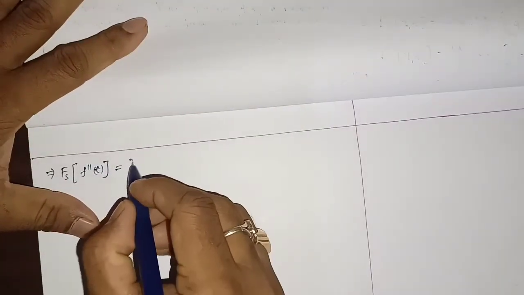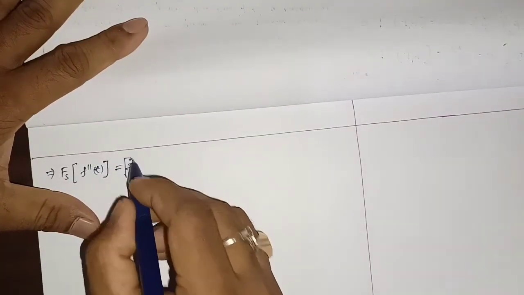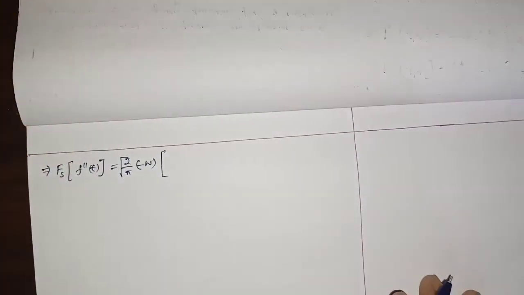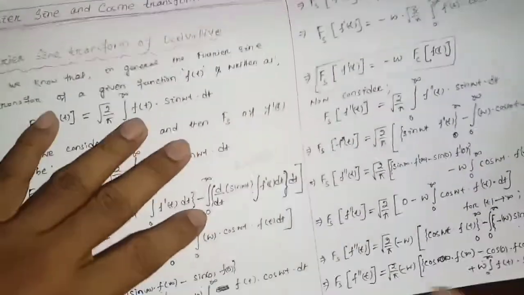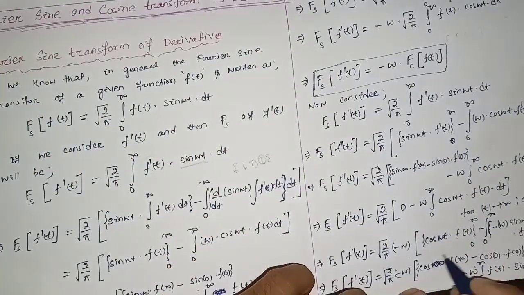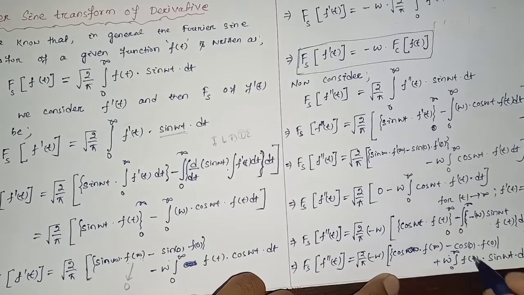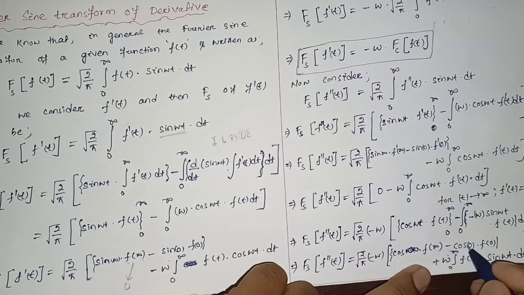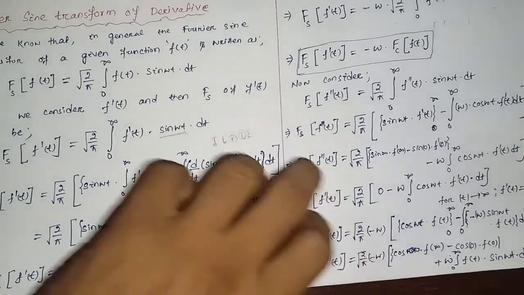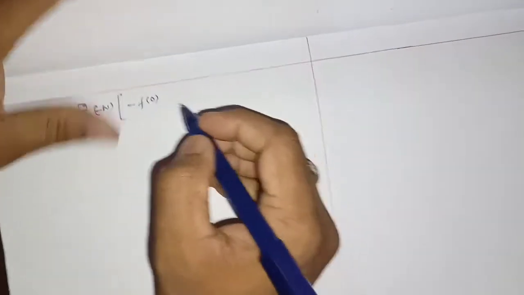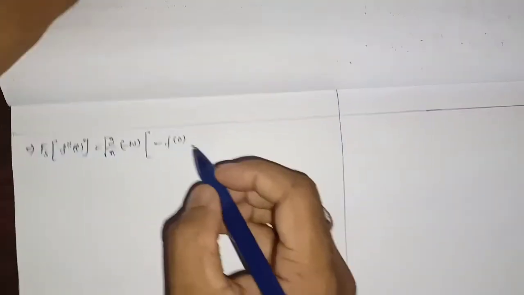So you just write 2 by pi root over, minus omega. Then other terms we have to write here. This first term will be 0 because f of infinite will be 0. The second term will be cos 0, which is 1, and this will be minus f of 0. So minus f of 0 will be there. Here it is written minus f of 0.